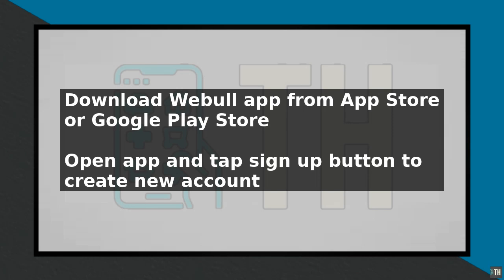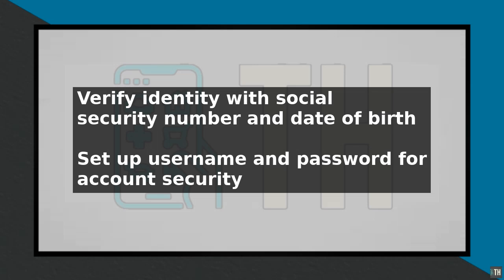Next, you will be asked to verify your identity by providing your social security number and date of birth. This is a standard requirement for all brokerage firms to comply with regulatory requirements. After verifying your identity, you will need to set up a username and password for your account.